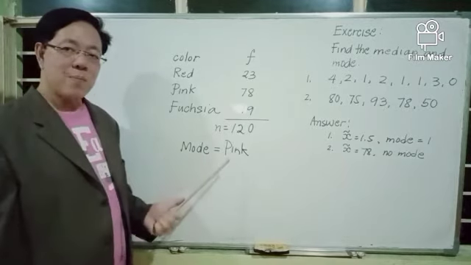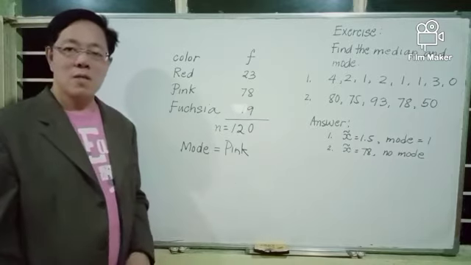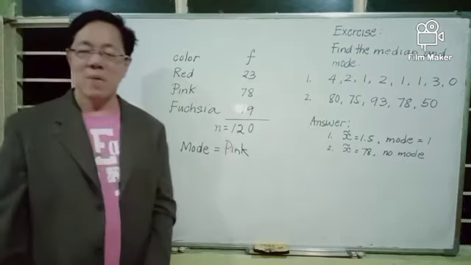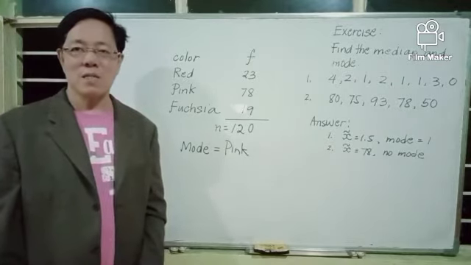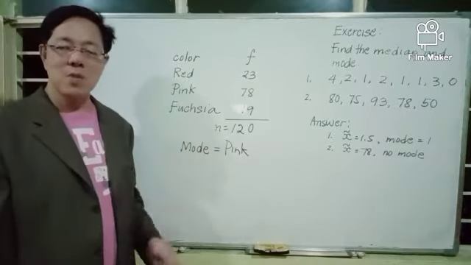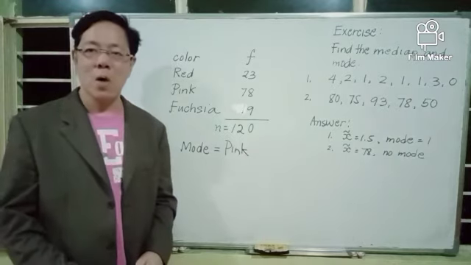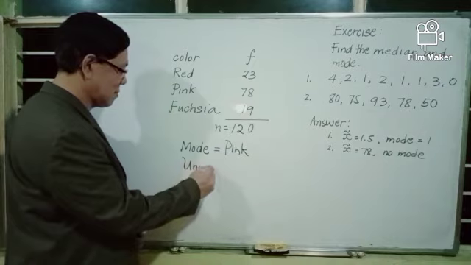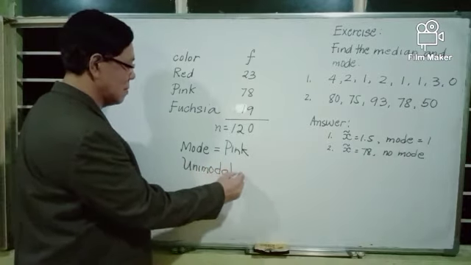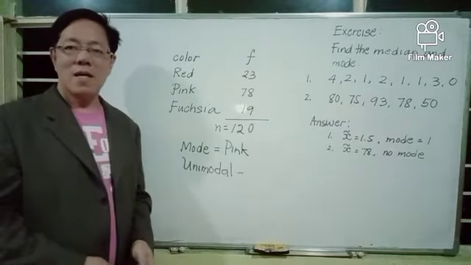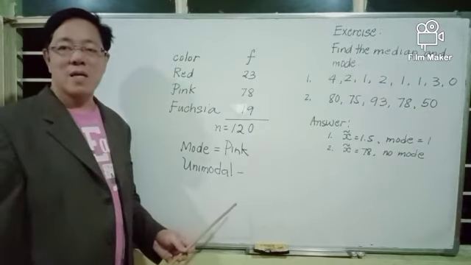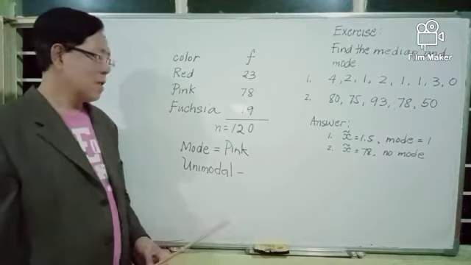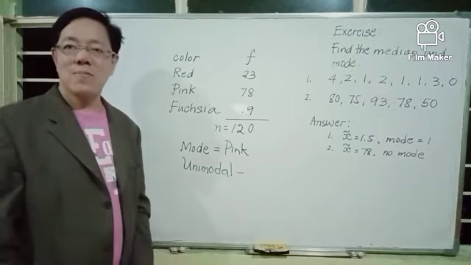Now, in this example, there is only one color that is the most popular among the medtech students, and we can describe this set or distribution of data as unimodal. A unimodal set of data is a distribution of data with only one mode. But a set of data can have two modes.